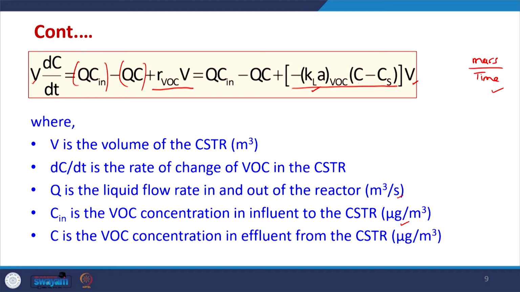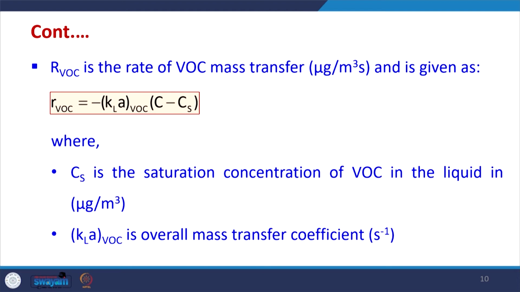So, this is the simple mass balance equation for this particular system with respect to VOC. Now, there is a problem: the rate of removal of VOC by aeration is given by this, where Cs is the saturation concentration of VOC in the liquid. For that we will have to use the Henry's constant and other parameters to find out the maximum solubility limit of VOC in the liquid. So, that we have to see. The VOC will only be reduced up to this limit.